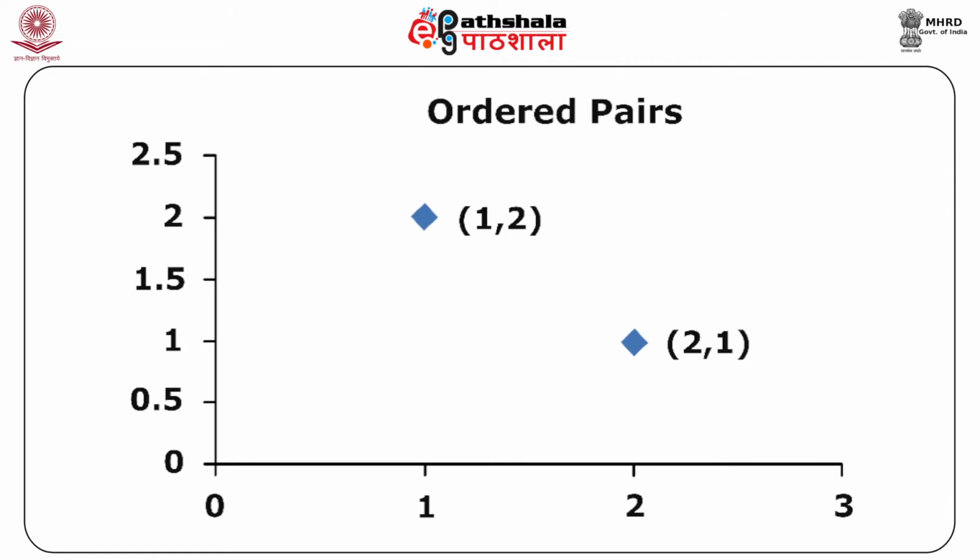Each ordered pair can be represented on the xy plane, as shown in the diagram. The remark is that a set is represented by curly brackets, whereas ordered pairs are represented by normal brackets. Here (1, 2) is not the same as (2, 1).